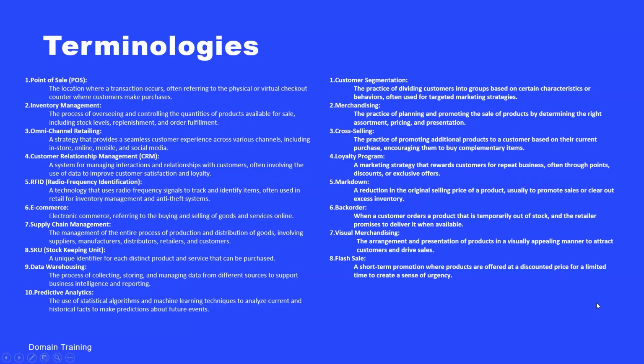So flash sale. This is a short-term promotion where products are offered at a discounted price for a limited time to create a sense of urgency. You will see this for Prime customers. At 12 o'clock, immediately they give a flash sale and it's available for a huge discount.